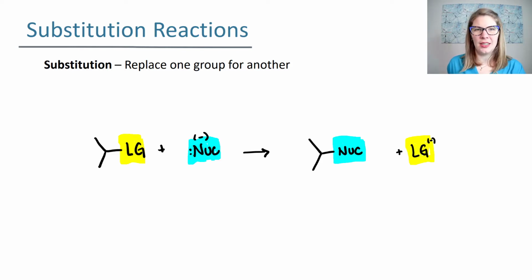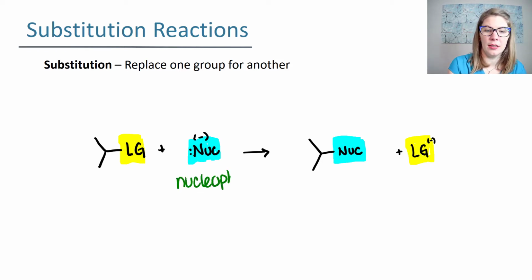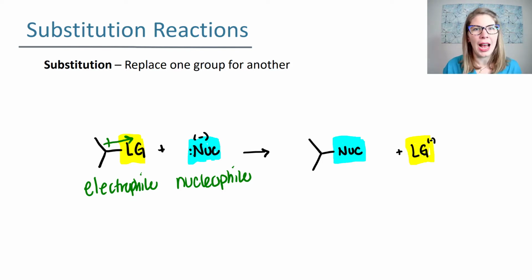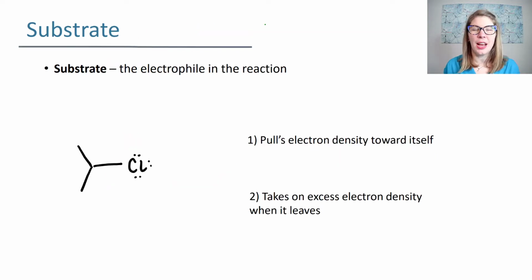So NUC is the abbreviation for nucleophile. Sometimes people will abbreviate it as NU, right? Either one is perfectly fine, but this is clearly your nucleophile. The compound that has the leaving group on it is going to be your electrophile. A lot of times your leaving group is going to pull electron density its direction, leaving that partial positive charge on the carbon. Now, the electrophile isn't always called the electrophile. Sometimes it's called the substrate. And so the substrate is just another word for the electrophile in the reaction.